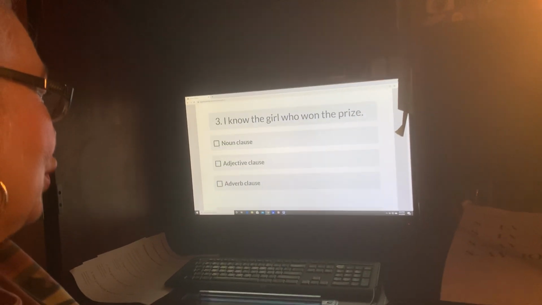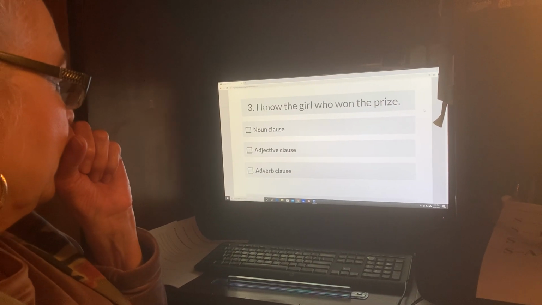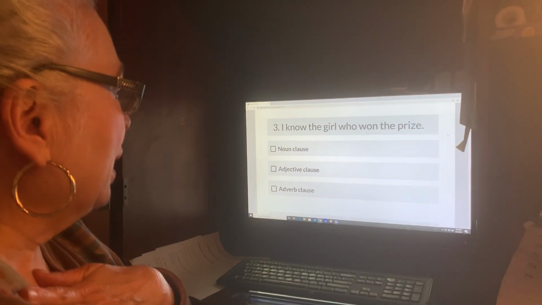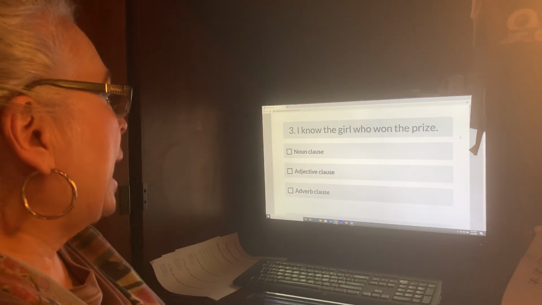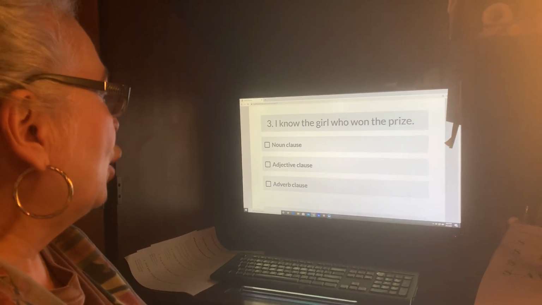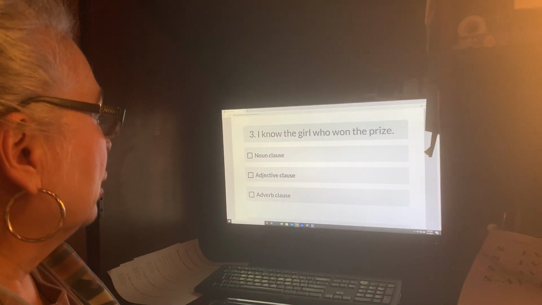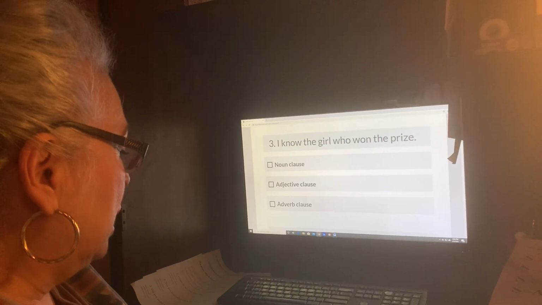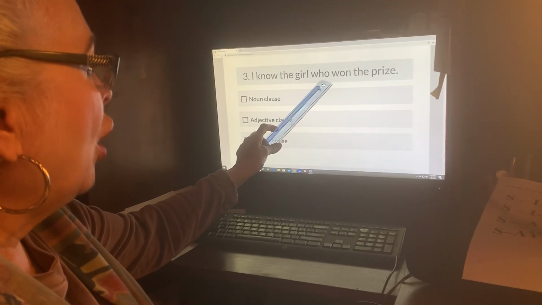Incorrect. Number 3. I know the girl who won the prize. Who, whose, whom, which, that should jump right out at you. I know, action verb. I know what? The girl. A-V-D-O right here. Who, whose, whom, beginning your dependent clause.